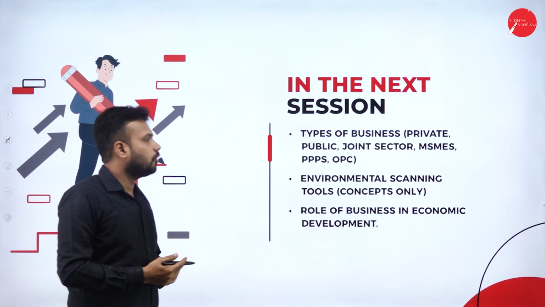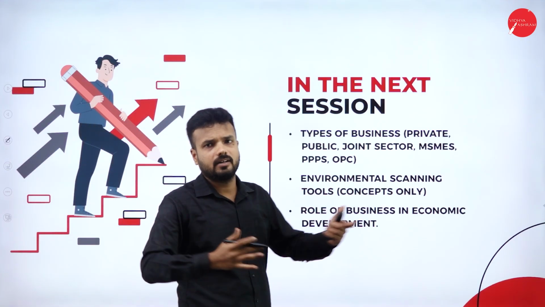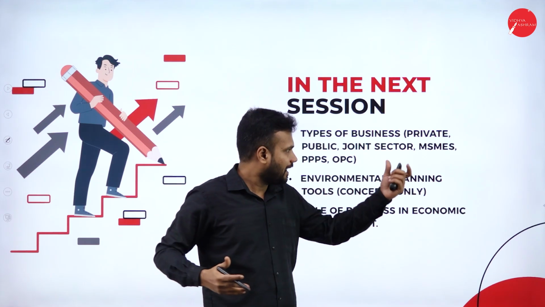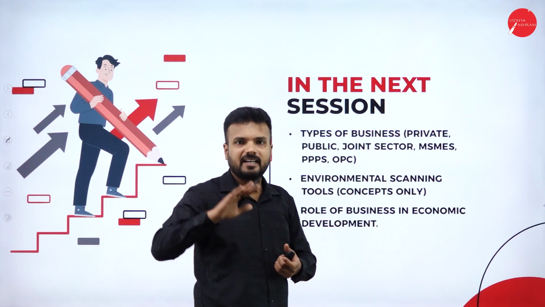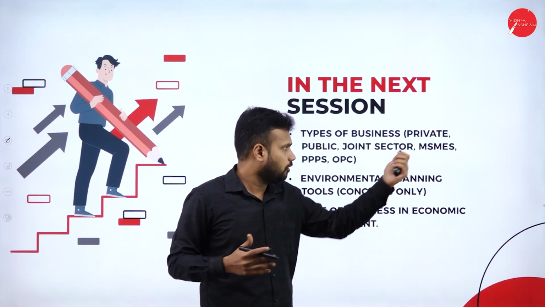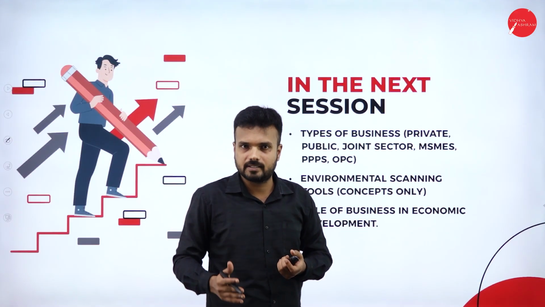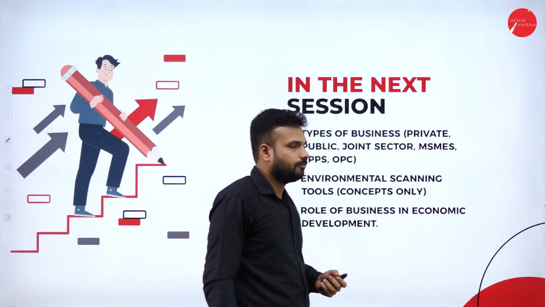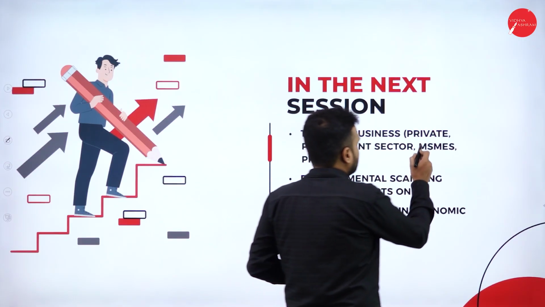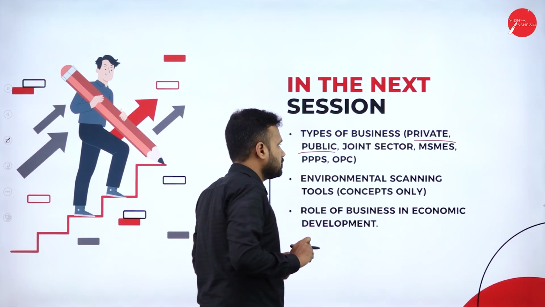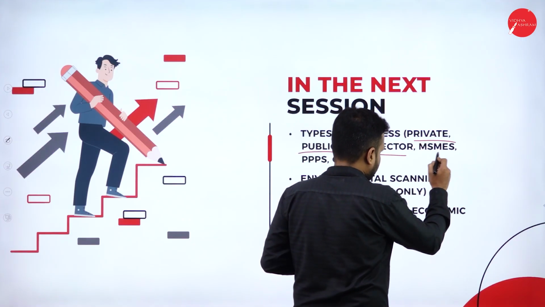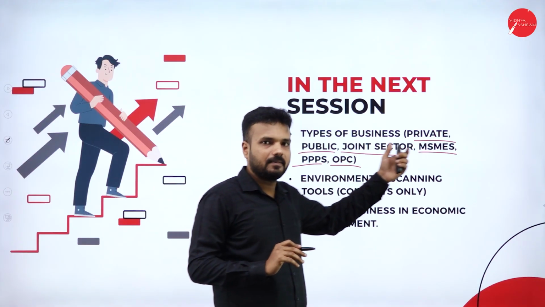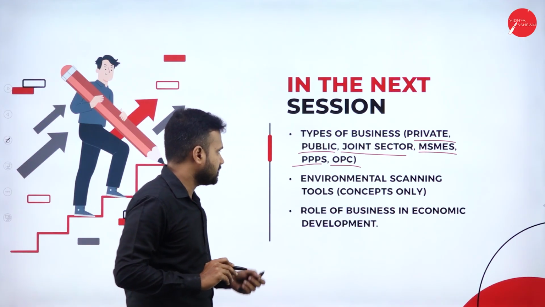In the next session, we are going with types of business. There are various kinds of business, but as per the syllabus of University of Mysore, they have given only a few topics. These topics we can expect only for 5 marks in our final exam. They won't ask this kind of topic for 10 or 15 marks. Done. So they may ask you one among these questions for your final exam. It is very important for 5 marks only. That is private sector business, public sector business and joint sector business, MSMEs, PPPs and OPCs. So we are going in depth on these topics.